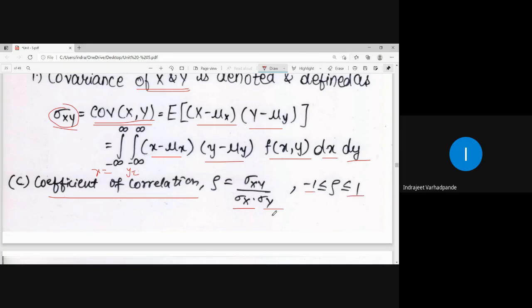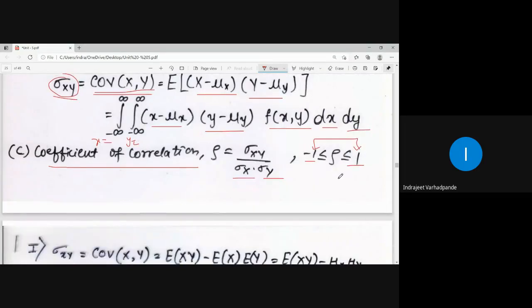So what all will you be asked? Expectation of x, expectation of y, variance of x, variance of y, covariance of x and y, coefficient of correlation. Depending on the nature of the random variable, whether it is discrete or continuous, I will be evaluating these many quantities. And lastly, our coefficient of correlation should lie between -1 to 1.